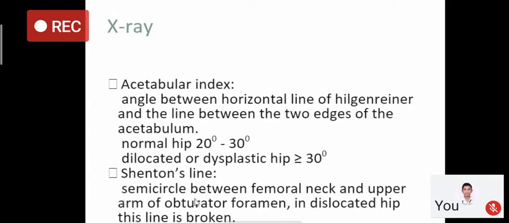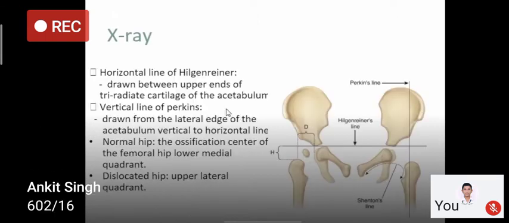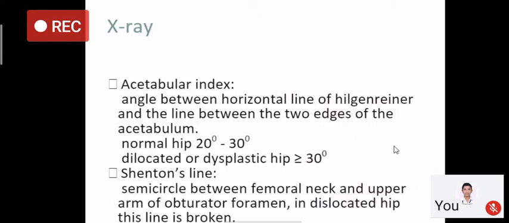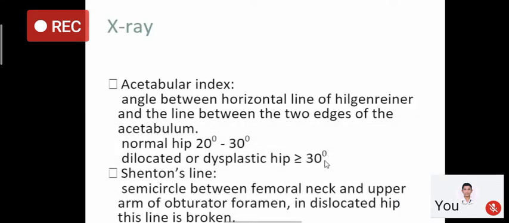Shenton line is a semicircle between the femoral neck and the upper arm of the obturator foramen; in dislocation the line is broken. Acetabular index is the angle between the horizontal line of Hilgenreiner and the line between the two edges of the acetabulum. This is the line between the two edges of the acetabulum, and this is the horizontal line of Hilgenreiner. Normally it is 20 to 30 degrees, but if it is more than 30 degrees, that means there is a dislocated or dysplastic hip.